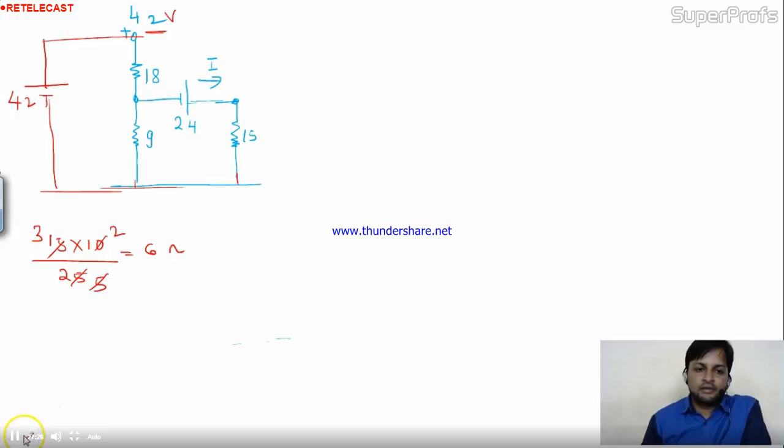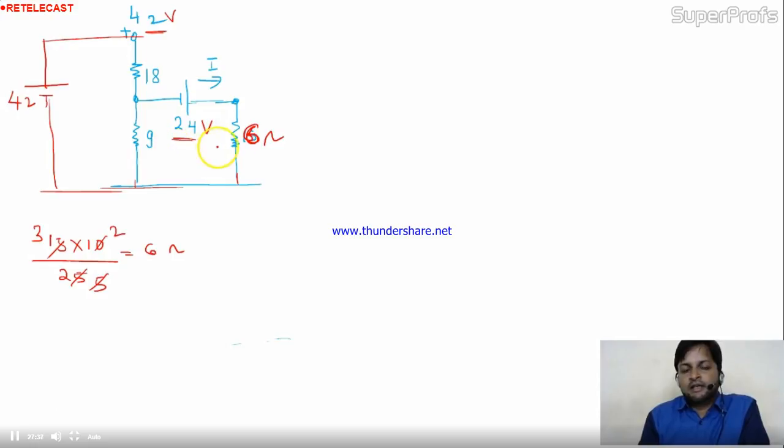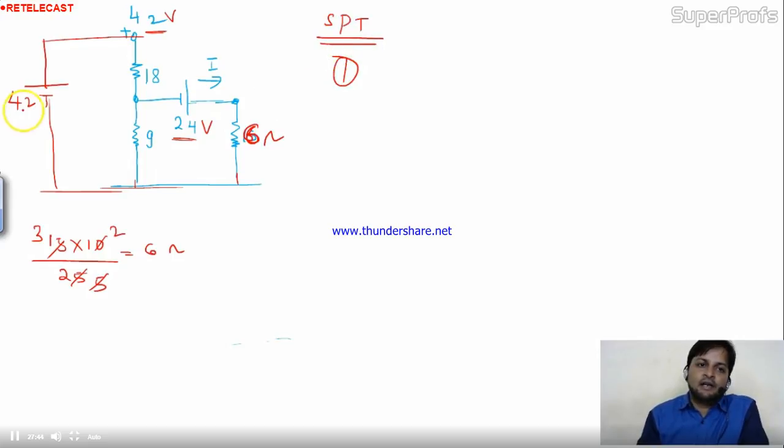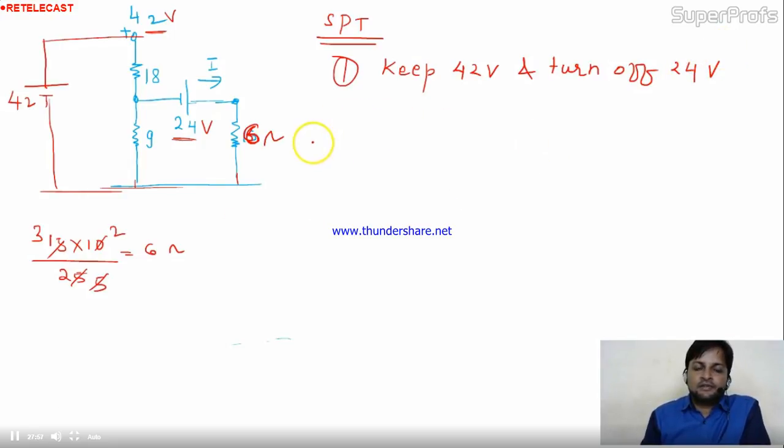So don't worry about this, I'm just simplifying the circuit. Here I'll take 6 ohm. Now he is saying to find out the current in the 24 volt independent source by SPT. By SPT, the first step, I'll keep the 42 volt source and turn off the 24 volt source. Is it okay? How will I do this?